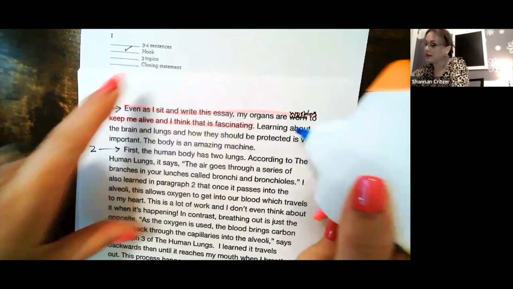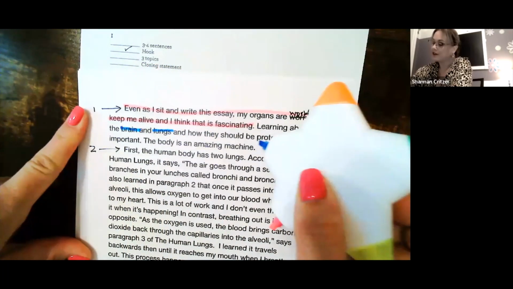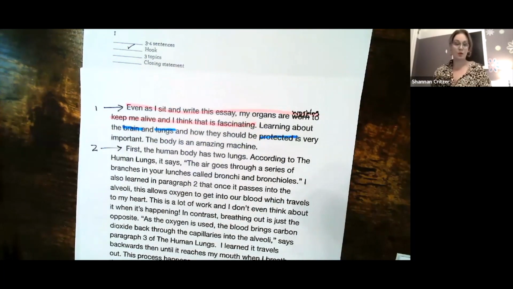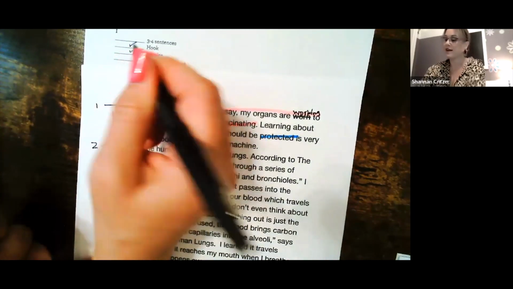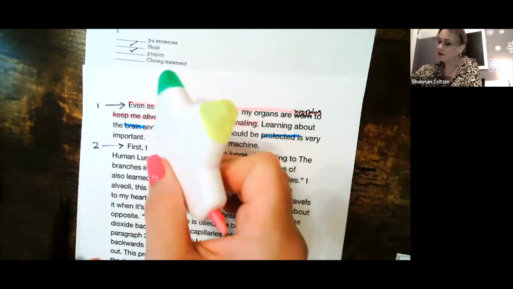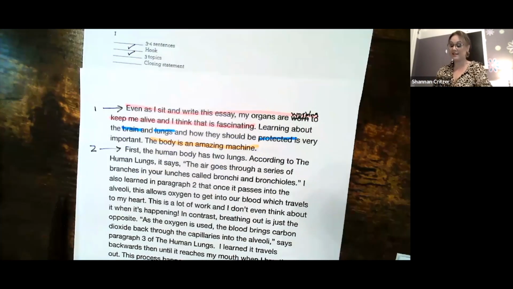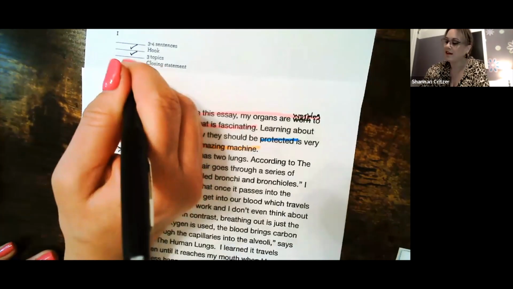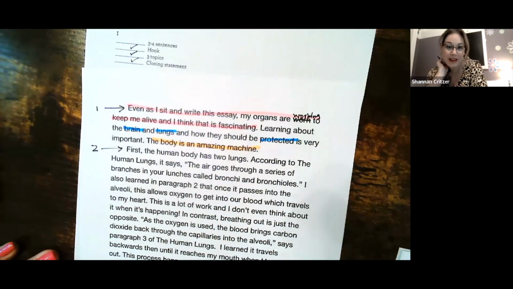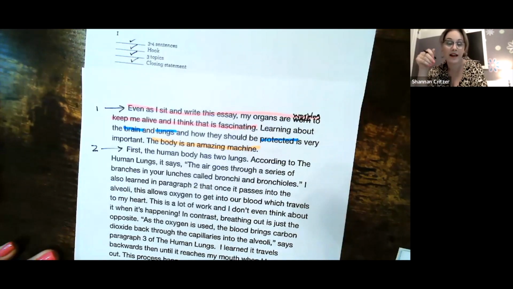Then I need to include my 3 topics. Learning about the brain and lungs and how they should be protected is very important. Okay, I have those. And do I have a closing statement? The body is an amazing machine. I have my closing sentence. Let me put this back on real quick. Check it off. And then how many sentences do I have? 3. So now I know that I have all of the parts of my I paragraph.